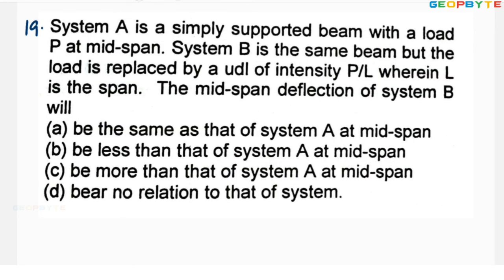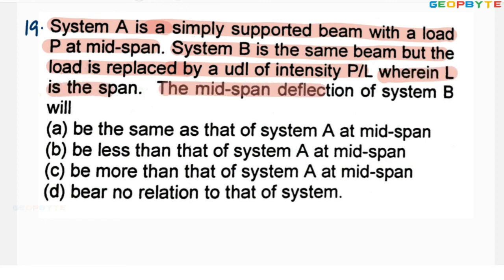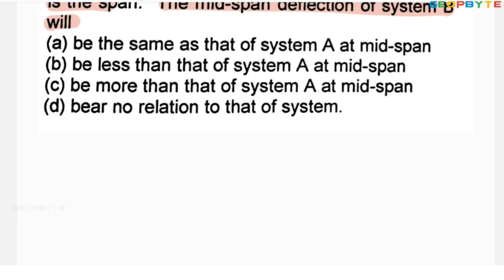Look at the next problem. System A is a simply supported beam with a load P at midspan. System B is the same beam but the load is replaced by UDL of intensity P per meter length. The midspan deflection of the system B will be, the problem is like this.